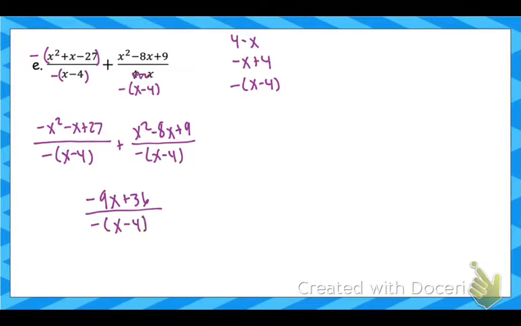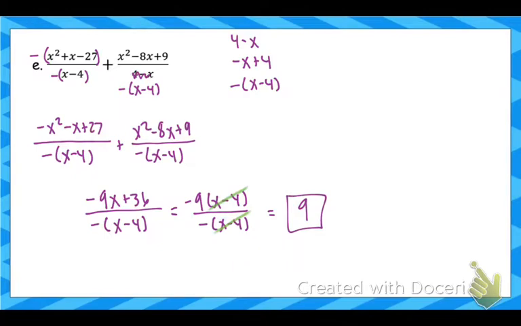And again, this is another one of those unique cases where I can still factor the top. And not only can I factor the top, when I do, a factor cancels out. So I'm left with negative 9 divided by negative 1, which is just 9.